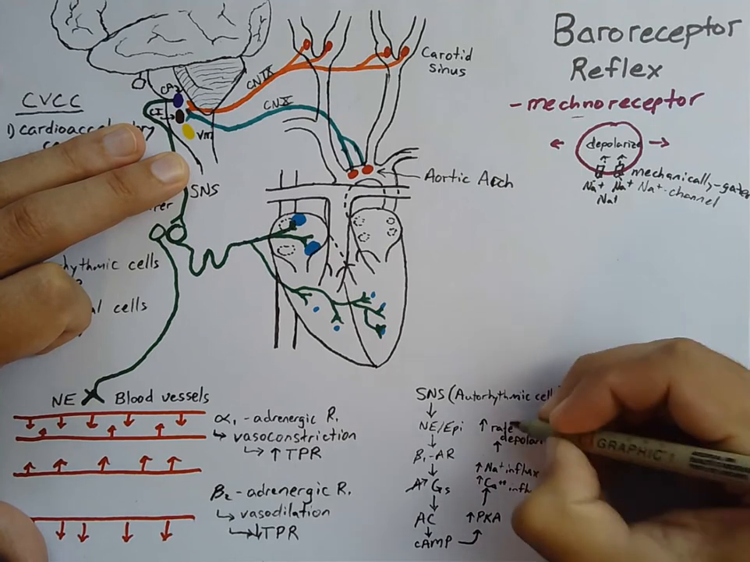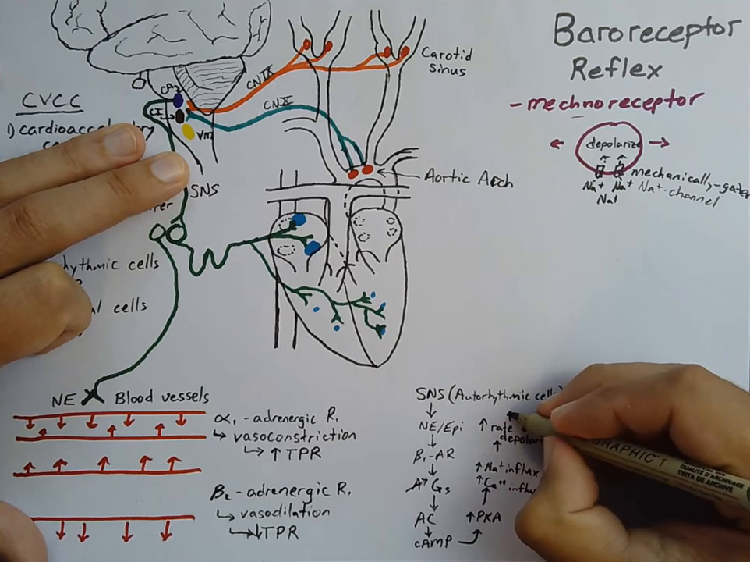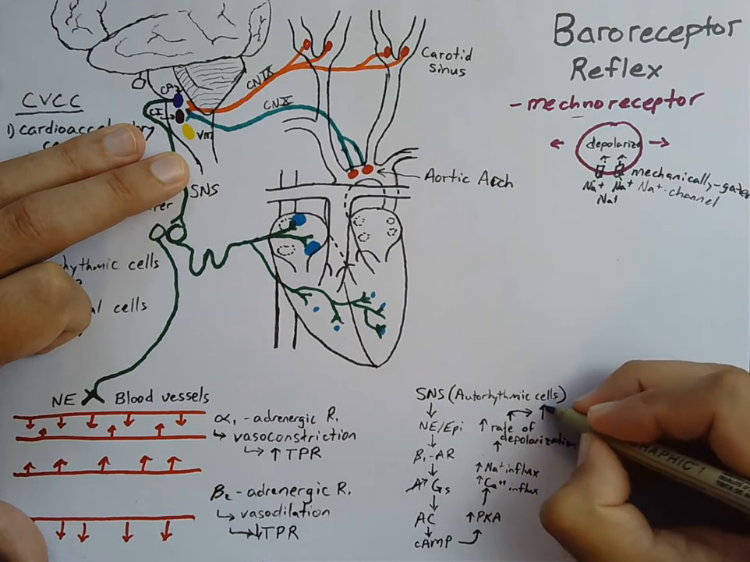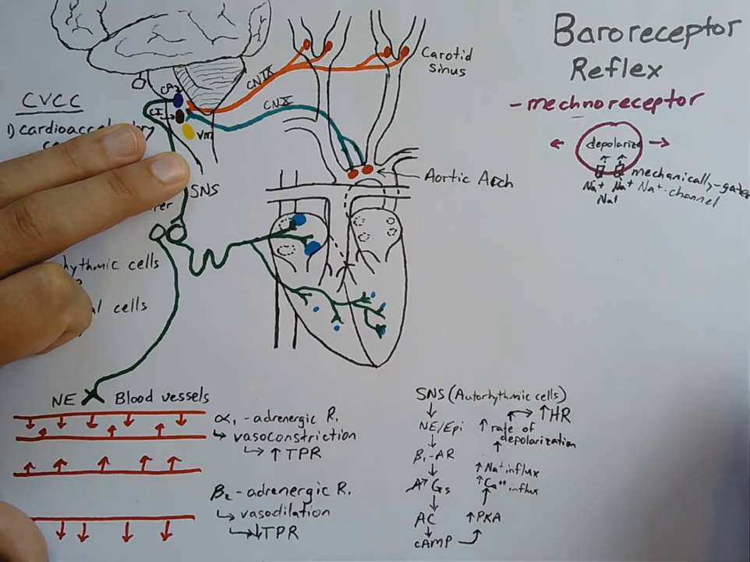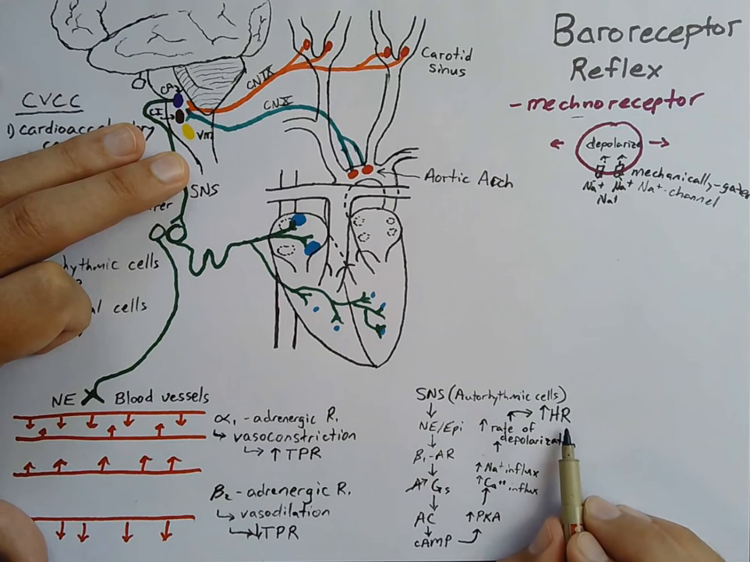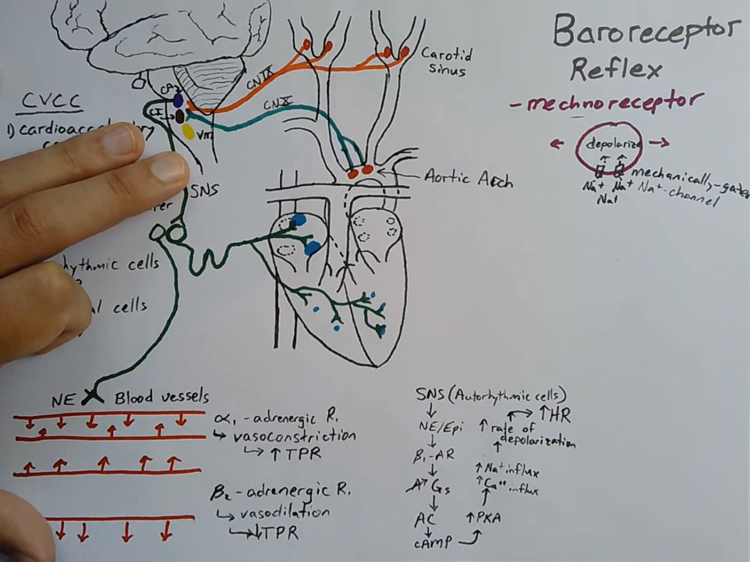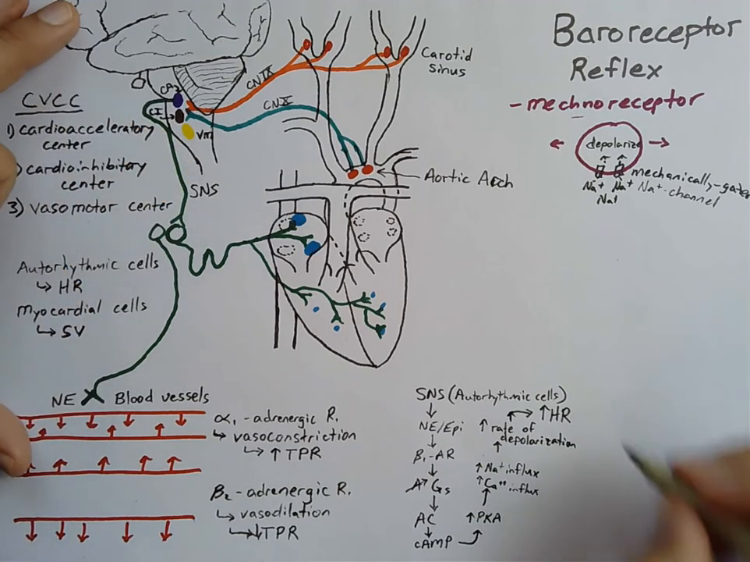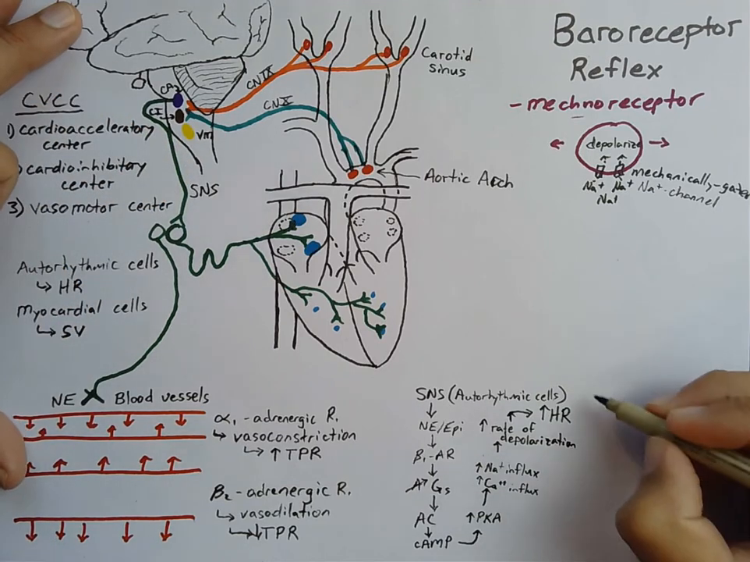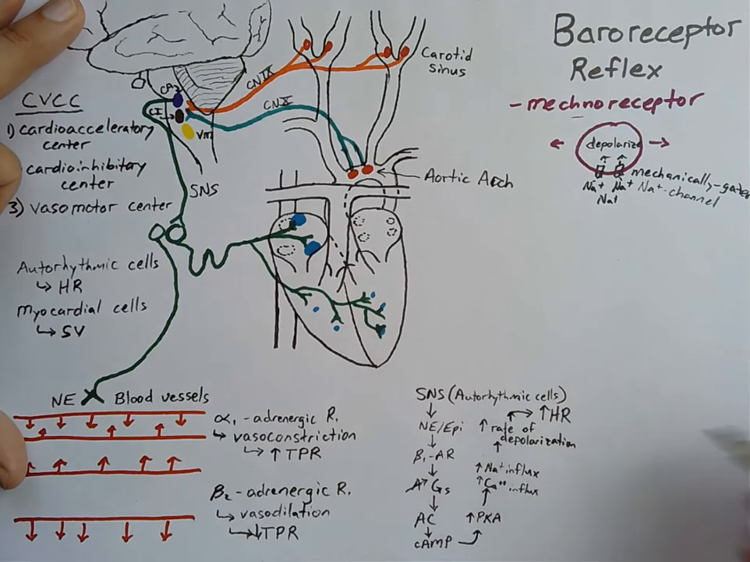And then what happens to the heart rate? We'll go ahead and come over here. That's going to increase the heart rate. So we know the sympathetic activity on heart rate is to increase the activity of that heart rate. What about the sympathetic activity of the myocardial cells?